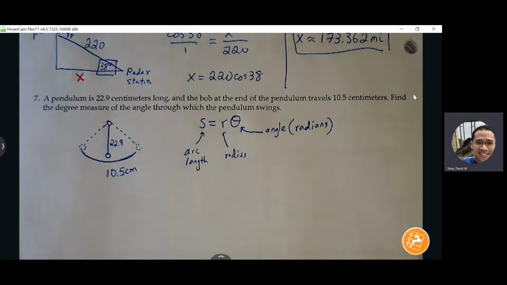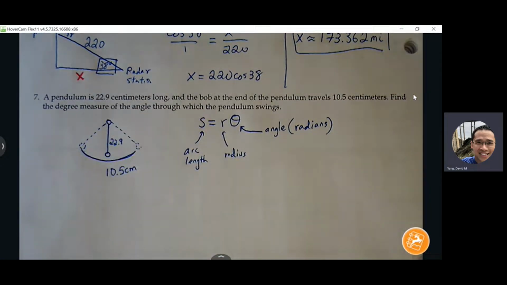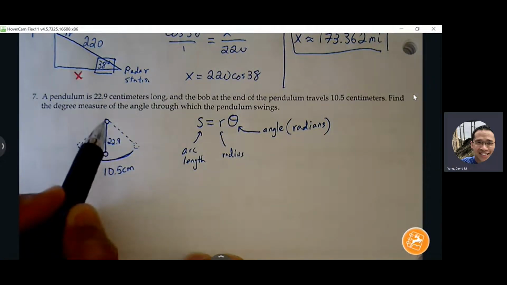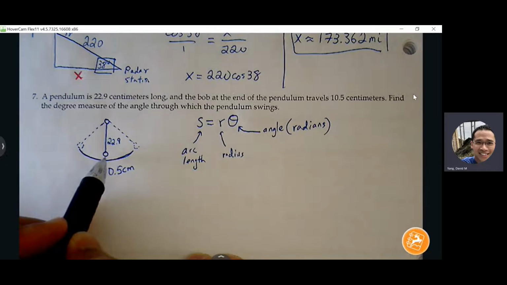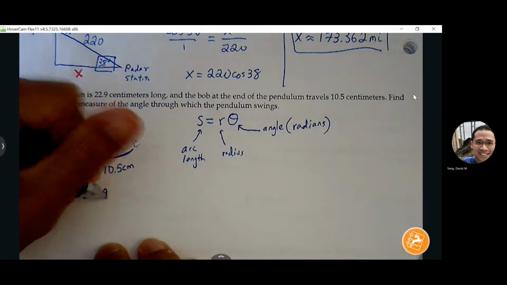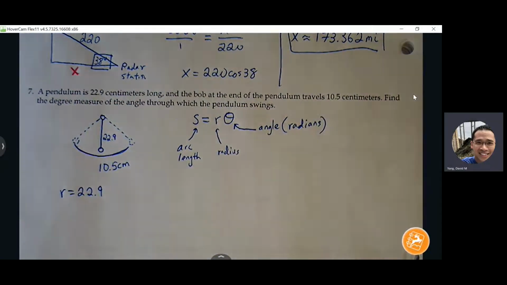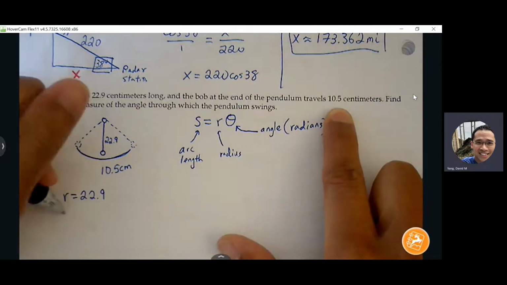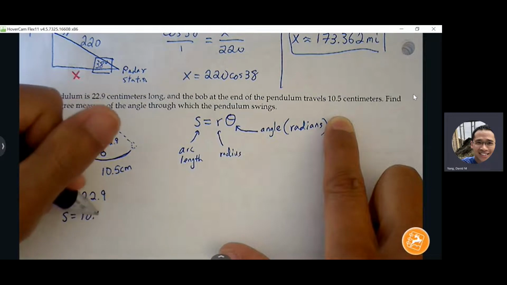Okay, so let's assign some values here. Pendulum is 22.9 centimeters long. What do you think that represents? The radius, right? So imagine this is a portion of a circle, and then that 22.9 is from the center to a point on the circle. So that's your radius. Okay. The pendulum travels 10.5 centimeters. That's the arc length, right? That's the length that it travels along a curved path. So arc length is 10.5.